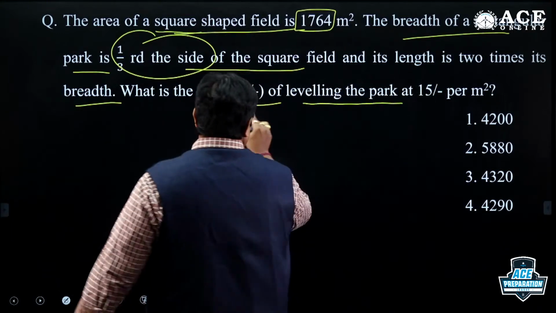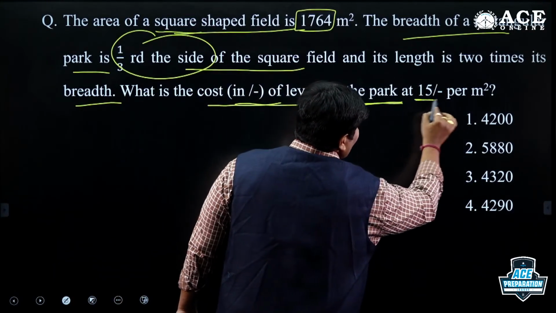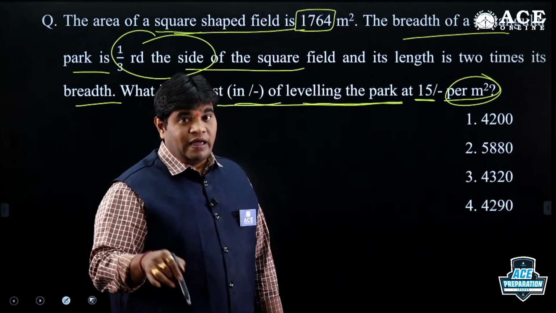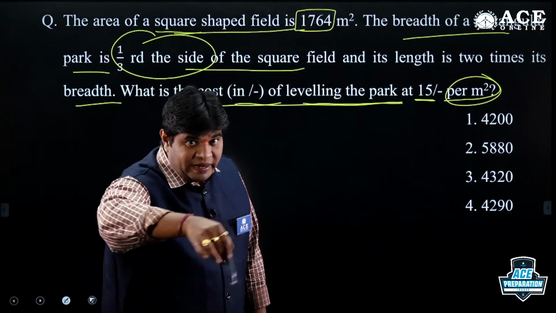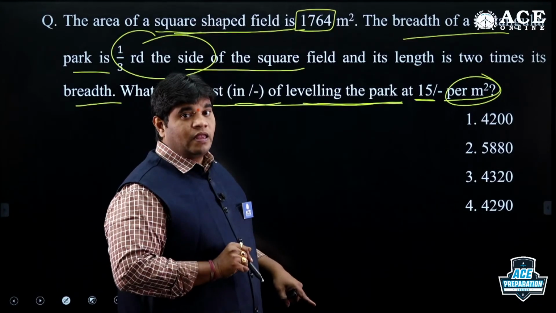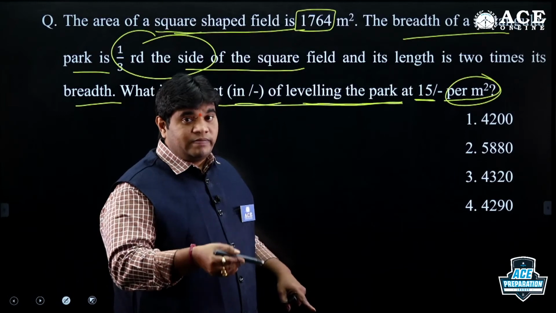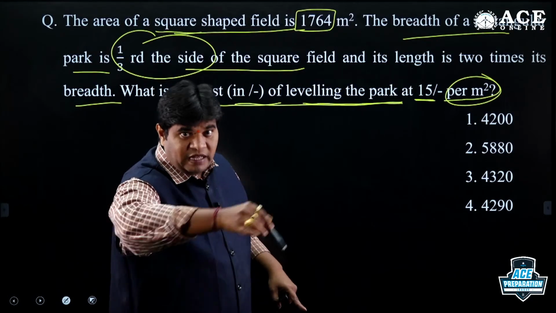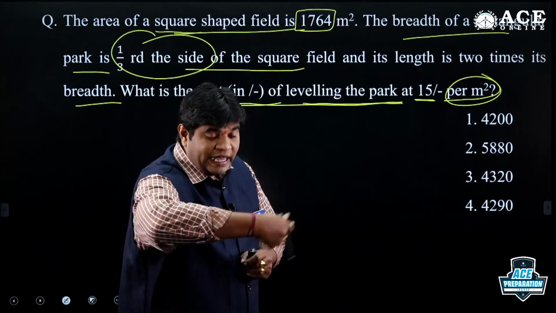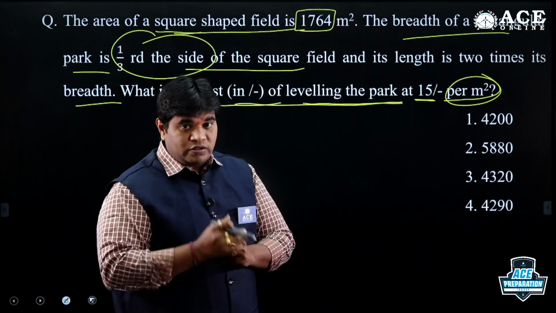So what is the cost of leveling the park at 15 per meter square? 15 per meter square means per unit area. Meter square means length into breadth. So per square meter, the amount is 15 rupees. For that rectangle part, how much is taken? That is the question, friends.